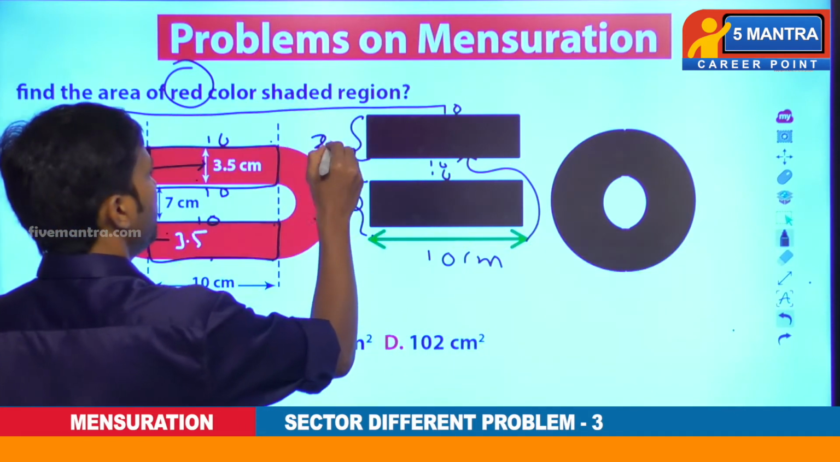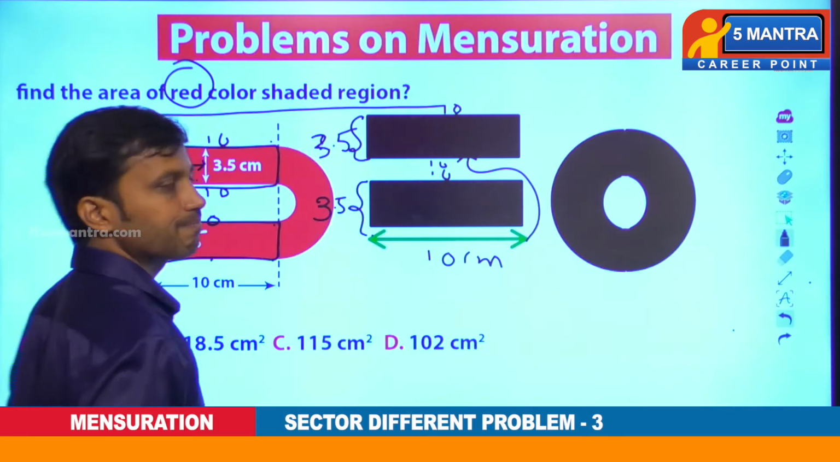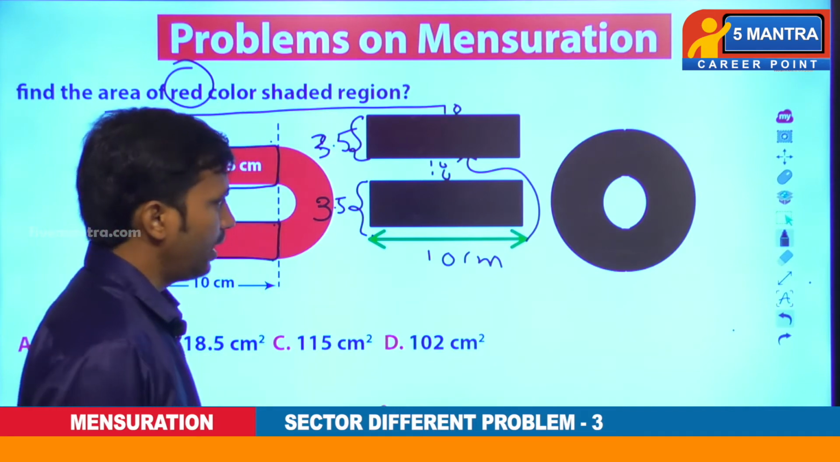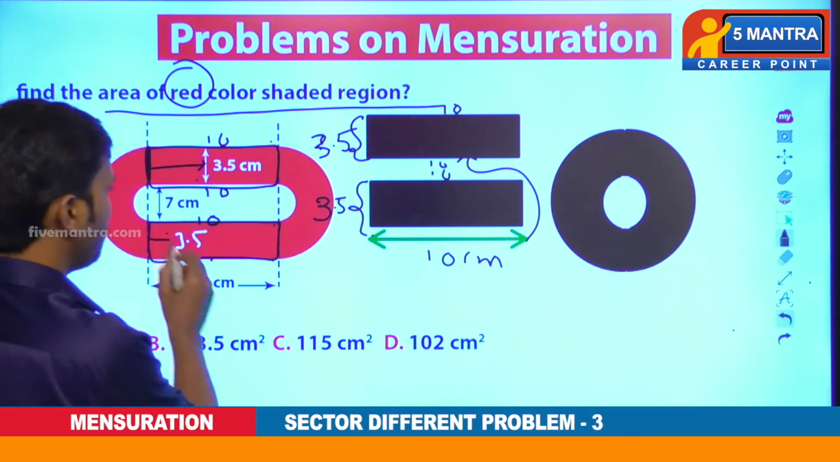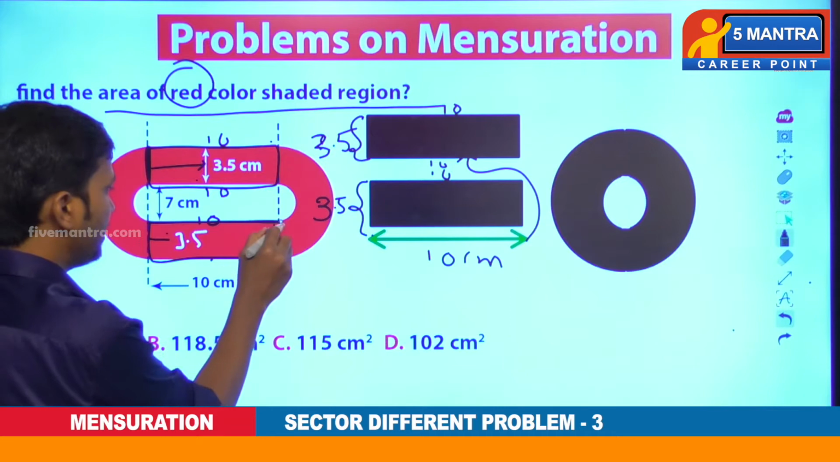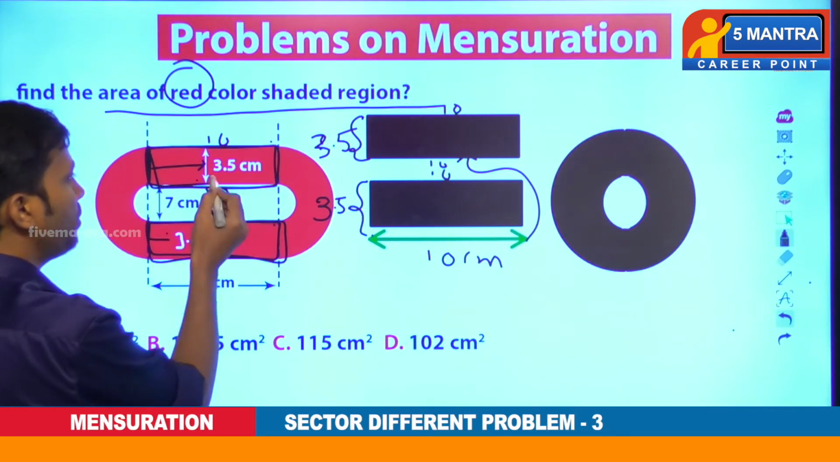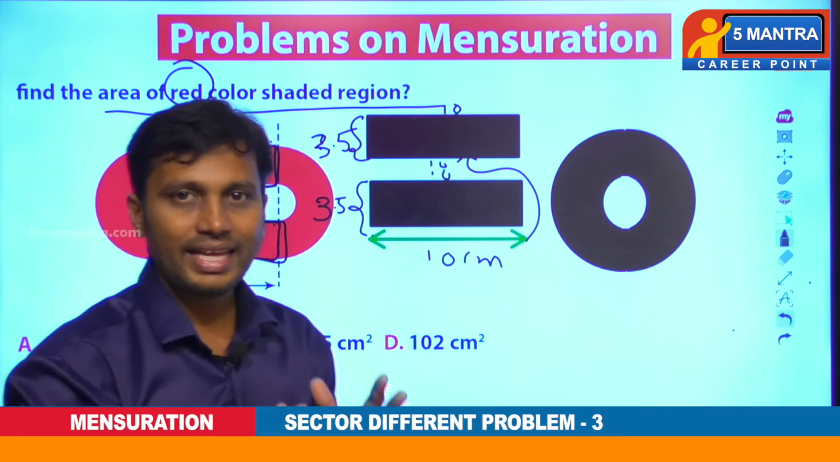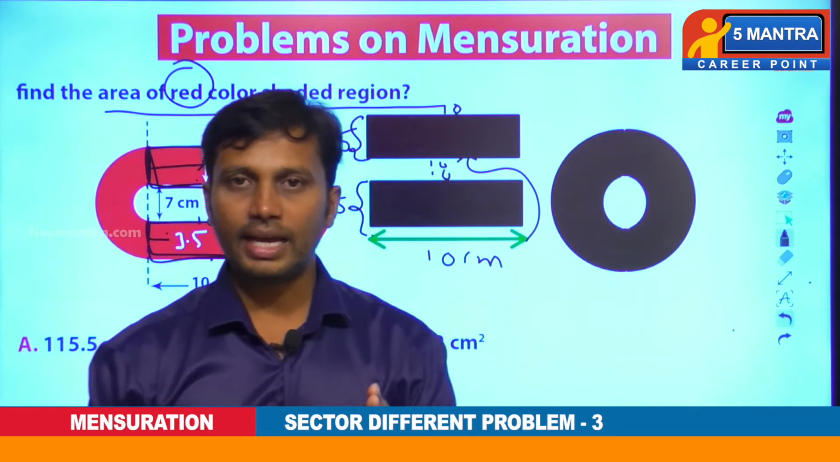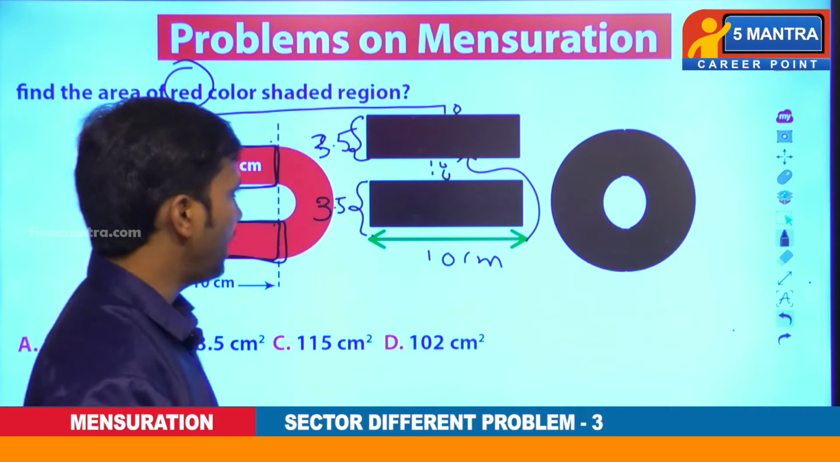So let us see, guys. This is 3.5. Here about these two pieces, once again showing you, this piece and this piece, these two are equal in their areas because their dimensions are the same. How are the dimensions the same?